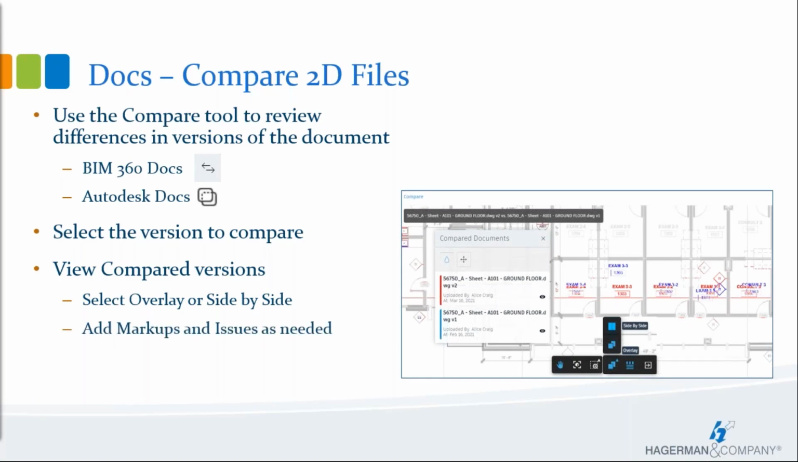So in this case, for a 2D compare, we can look at it as an overlay that we see here, where I've got the old and the new overlaid on top of one another. And then I can also have it side by side, and I can compare those side by side as well. If you want, you can add markups and so forth here. To exit, you select the little exit button, and that will take you back to the BIM viewer.